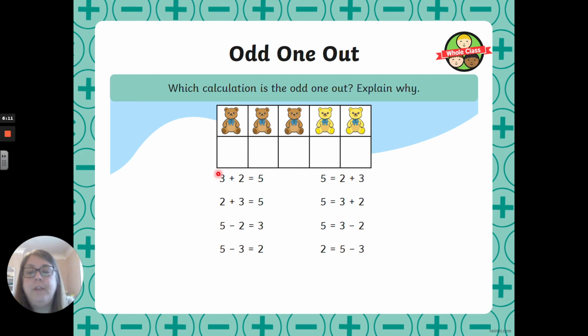So for example, if I looked at this one, 3 add 2 equals 5. If I've got 3 and I add 2 more, yeah, I've got 5. And I've used my fingers to help me, but sometimes you might know, yeah, I know 3 and 2 makes 5. Then I'd look at the next one. I've got 2 add 3, and that equals 5, so I know that's right.